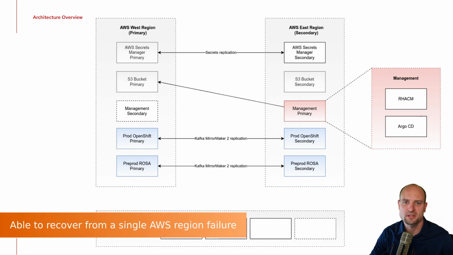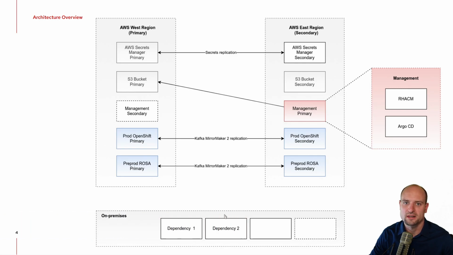Note that because we are using only two AWS regions, our applications are protected only against a disaster in a single AWS region at a time. In the case that there is a disaster in both AWS regions, then our applications would not be available.